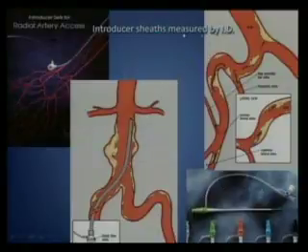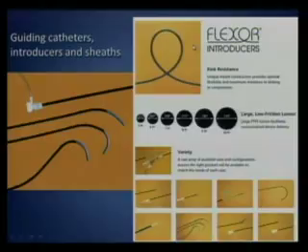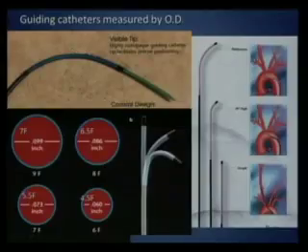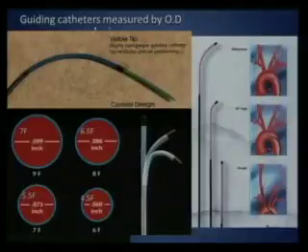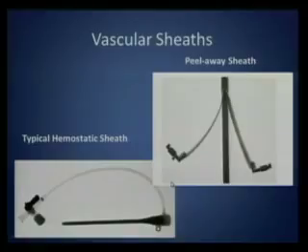So the introducer sheaths are measured by the inner diameter. The guiding catheters are measured by the outer diameter. Okay, so guiding catheters by outer diameter, and you can have different shapes. You can have a multi-purpose, 40% angle, and straight, depending on what you want to use it for.